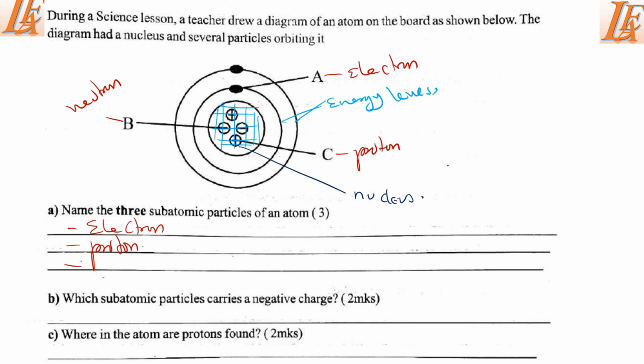Then the third subatomic particle is a neutron. Then question B, which subatomic particle carries a negative charge? Electrons, which are found in the energy levels, are the ones which are negatively charged. So in this case, it's an electron.